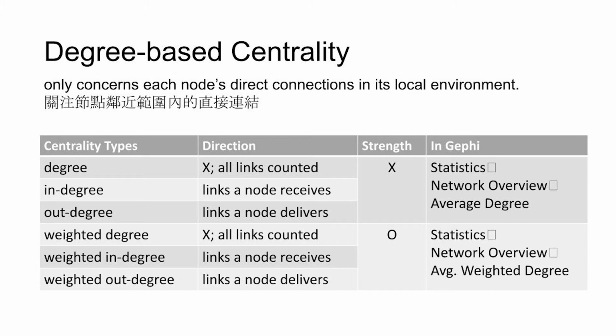However, as we explained earlier, weight, the strength of connection, is also important. So if something happened 100 times, it's meaningful. So it's different from 100 different kinds of links. You can see the summary here: degree-based centrality and weighted degree centrality, which one considers strength and which one does not, and where you can find them in Gephi.